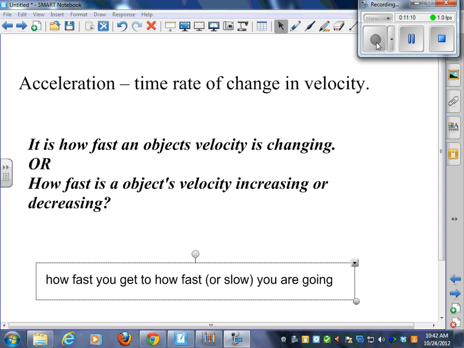Exactly. If there's me and a semi at a red light, which one is going to get up to 100 kilometers an hour faster? Me. Right? Doesn't matter what I'm driving. I'm going to get up to 100 faster than the semi is, right? Okay? So it's how fast you get to how fast you're going. Okay.